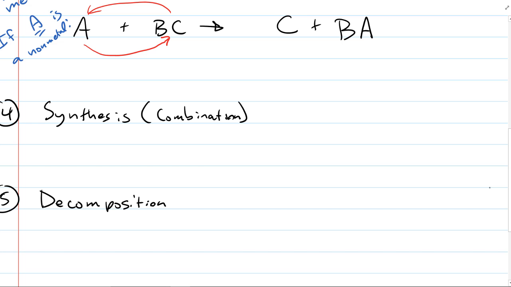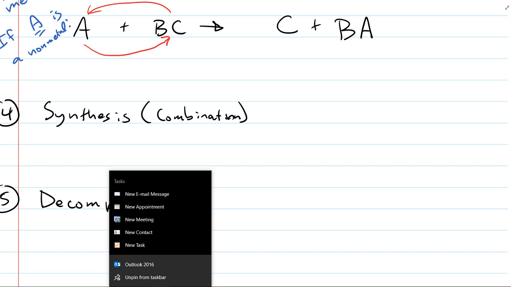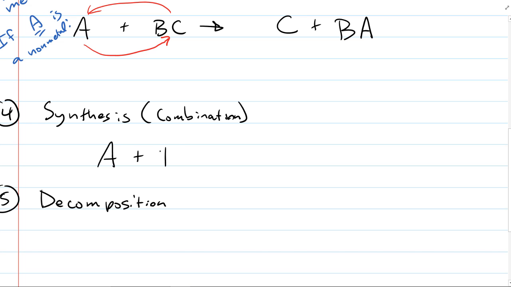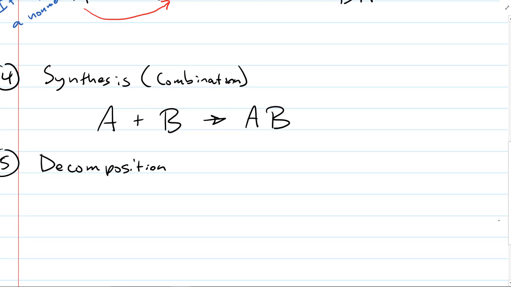A synthesis reaction or combination reaction is just like what it sounds like. We have two reactants coming together to form a single product. And a decomposition reaction, we start with a single reactant, which we can call AB, breaking down to be A plus B. So a synthesis, or combination, means we combine together two or more reactants into a single product. Decomposition means we start with a single reactant, we wind up with two or more products.